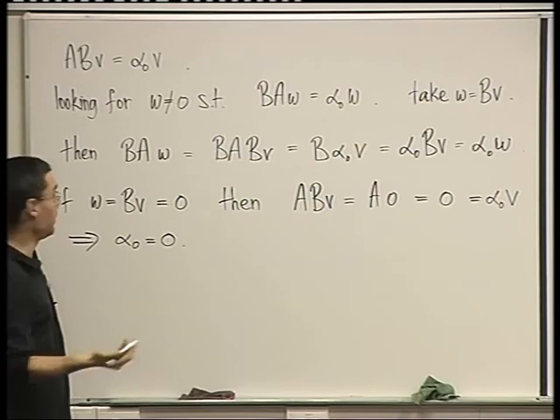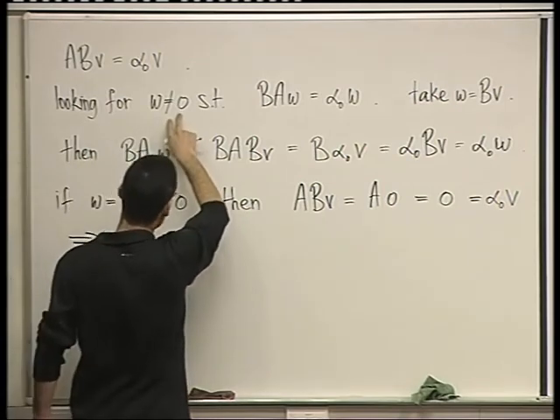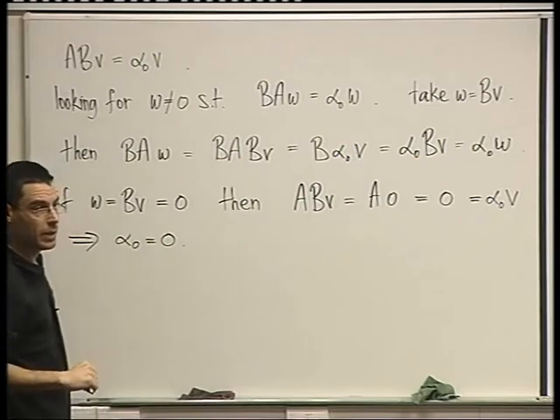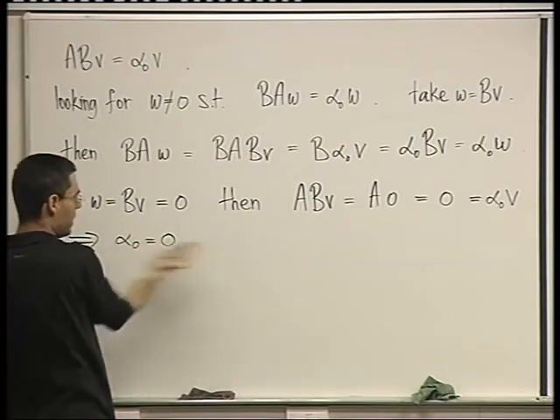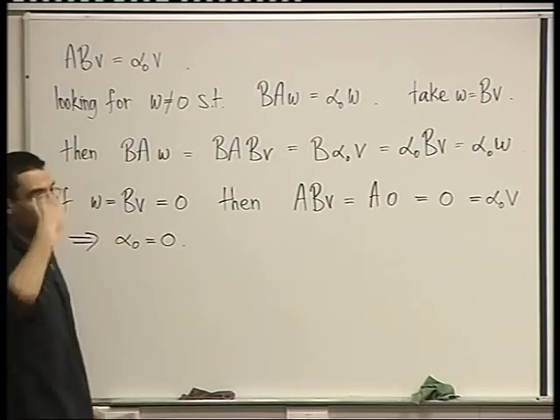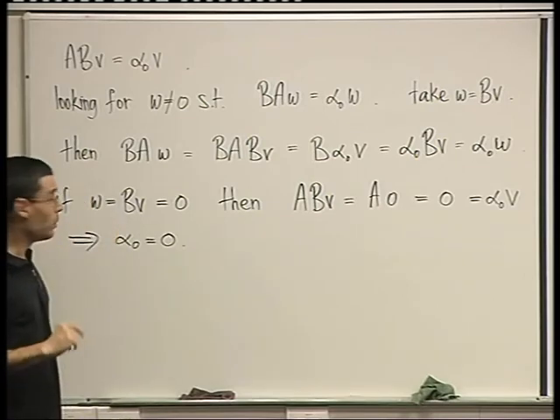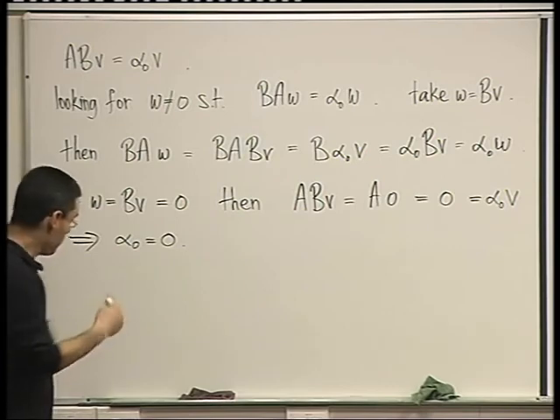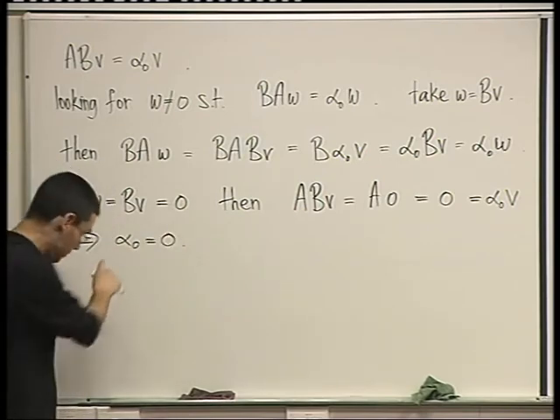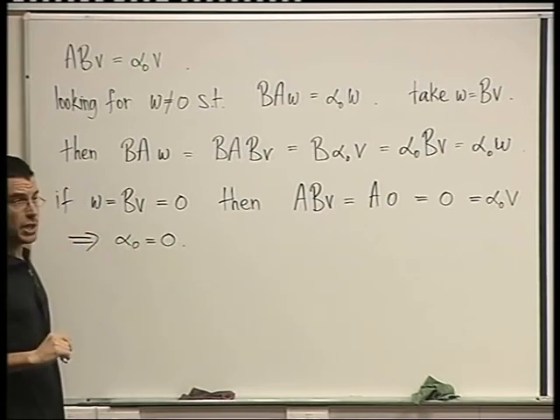Okay. So something is wrong. We're looking for a non-zero W such that all of this happens. But W could be 0 and nothing goes wrong, so we didn't prove anything, right? We need to find a non-zero W. So what do we do? The problem is that alpha 0 could be 0, right? And that is completely legitimate.